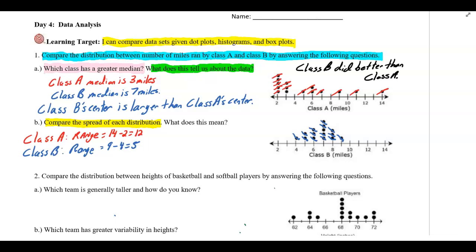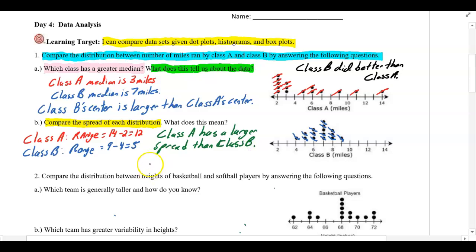This tells me that Class A has a larger spread than Class B. Or some people use the word more variability. So Class A has more variability in the miles ran.